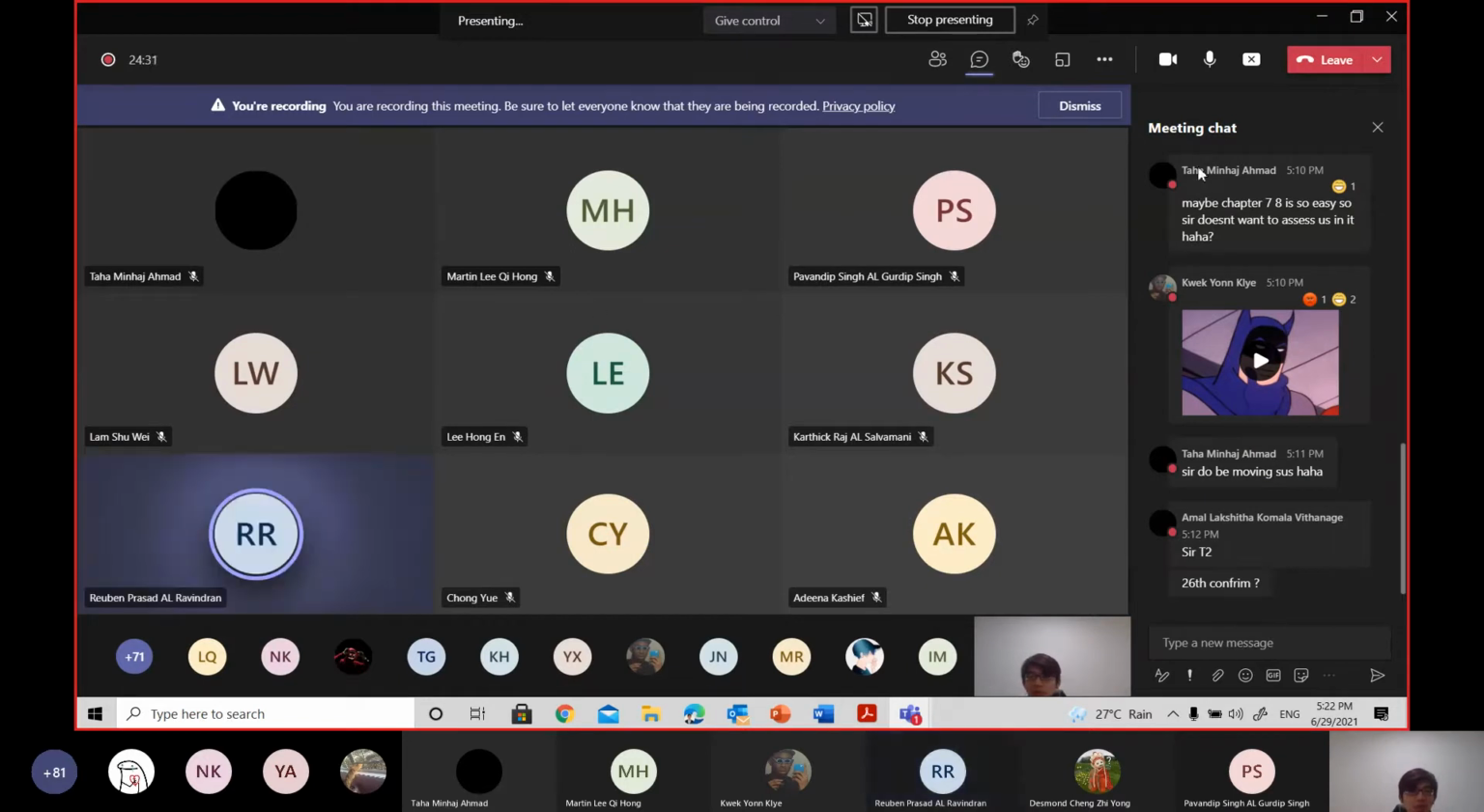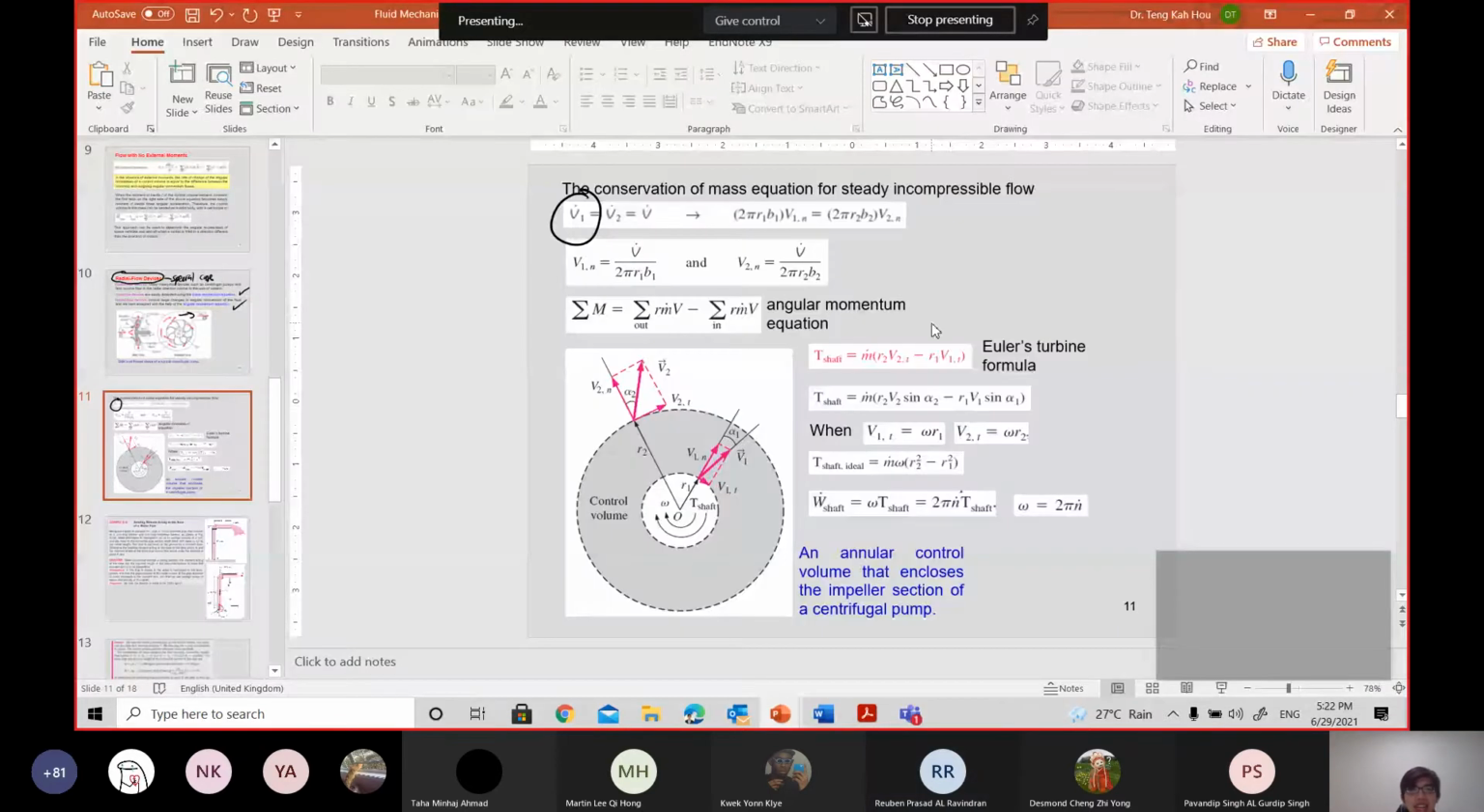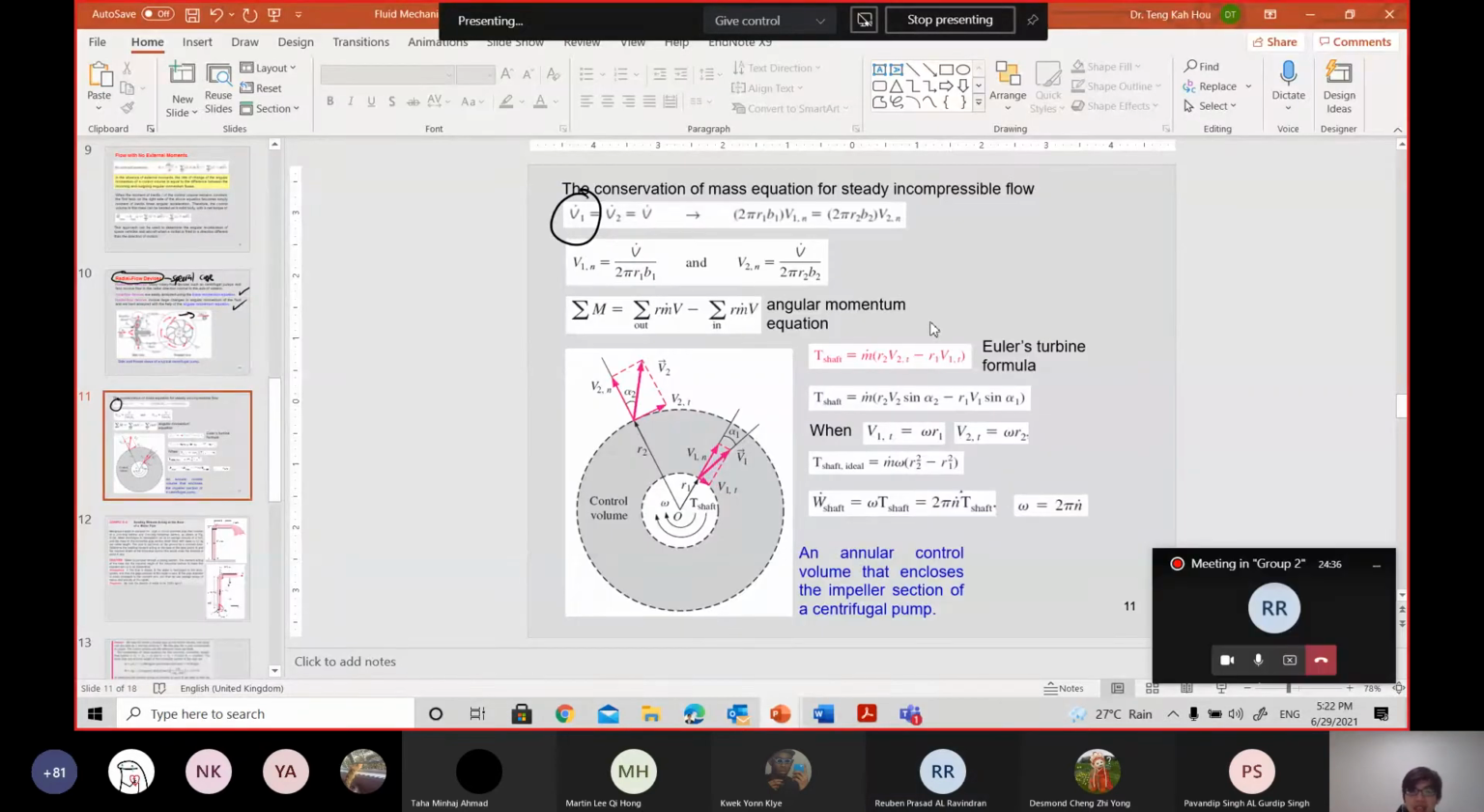Okay, if no question, I just carry on. So from there, you know that, forget about this first, right? Forget about this. You know that my volume flow rate is always equal to velocity times my area. Am I right?